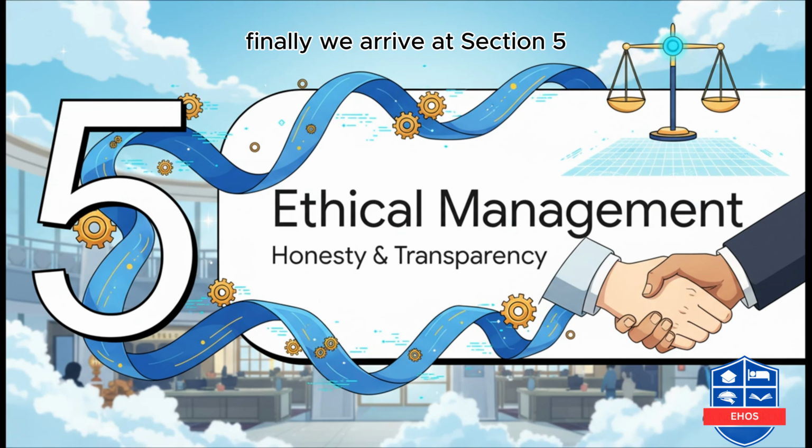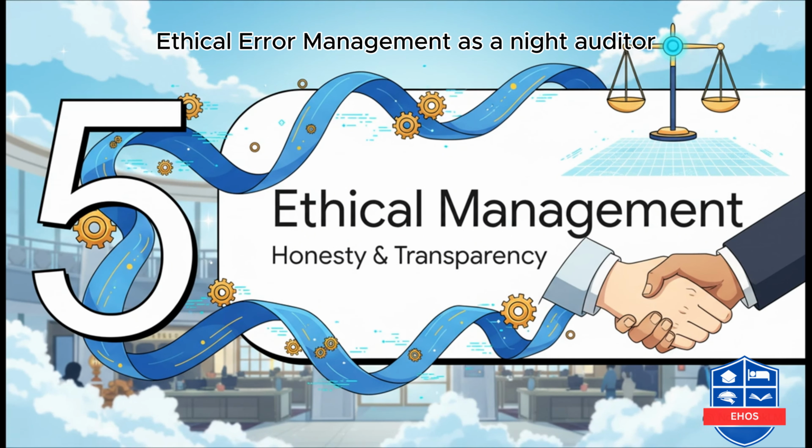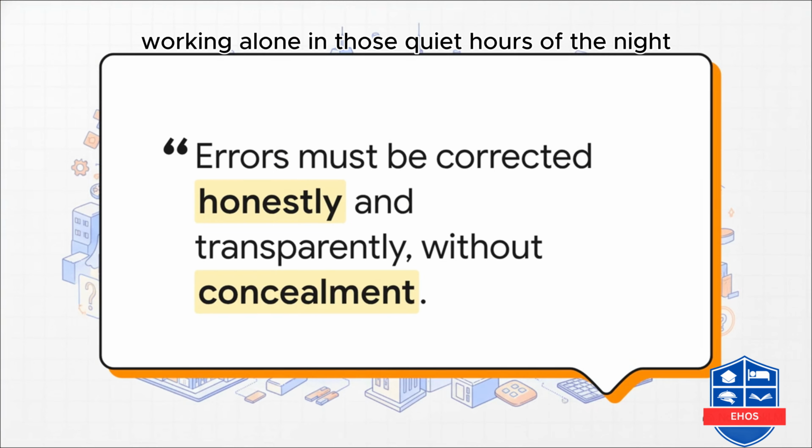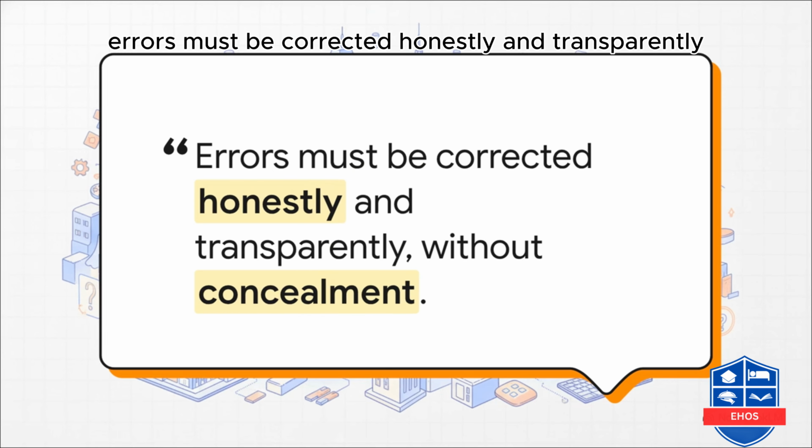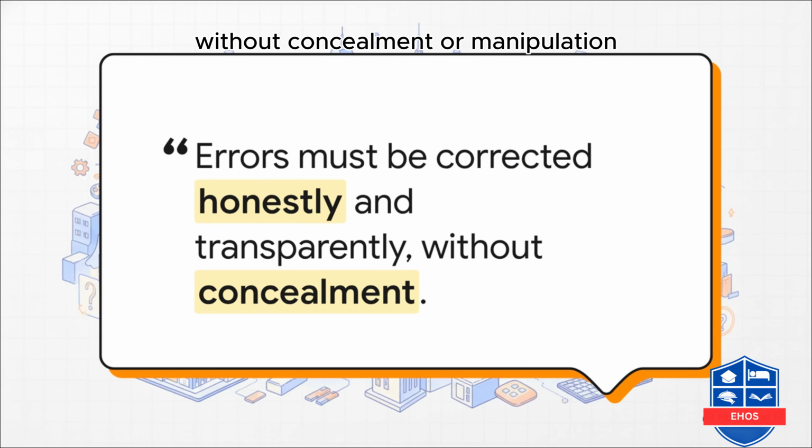Finally, we arrive at Section 5, Ethical Error Management. As a night auditor working alone in those quiet hours of the night, your ethics are your most valuable asset. Errors must be corrected honestly and transparently, without concealment or manipulation. Attempting to hide a mistake, whether it's yours or a colleague's, destroys the audit trail. Maintaining a pristine, fully documented audit trail is not just an accounting requirement, it is the absolute foundation of accountability. It's exactly how you build and sustain trust within the entire organization.